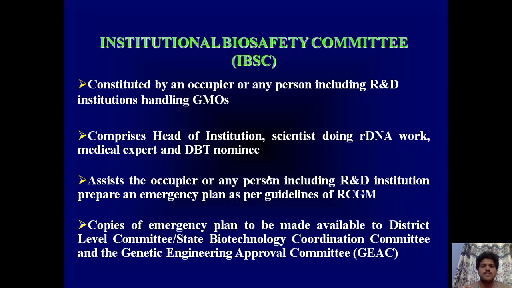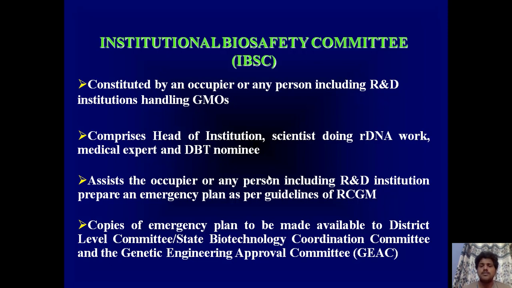Then the institutional biosafety committee is constituted by an occupier or any person including R&D institutions handling the GMOs. So for example, Punjab Agriculture University has developed the first transgenic Bt variety of cotton. So it is here, holding an institutional biosafety committee. It comprises the head of the institution, the scientist doing rDNA work, a medical expert, and also a DBT nominee.